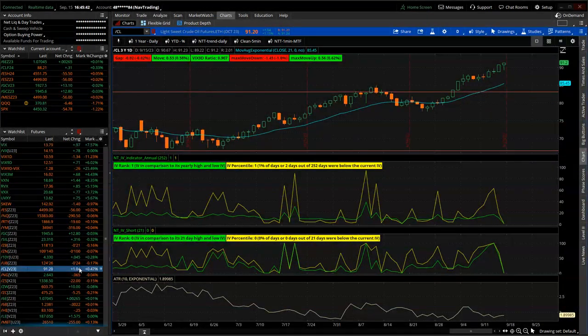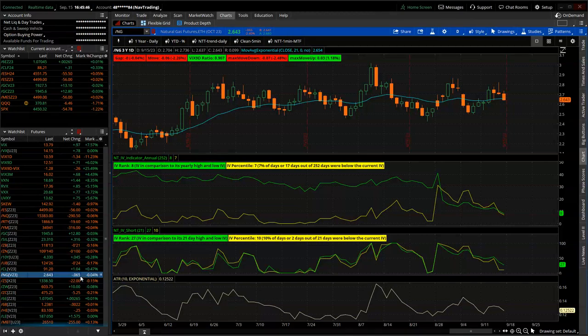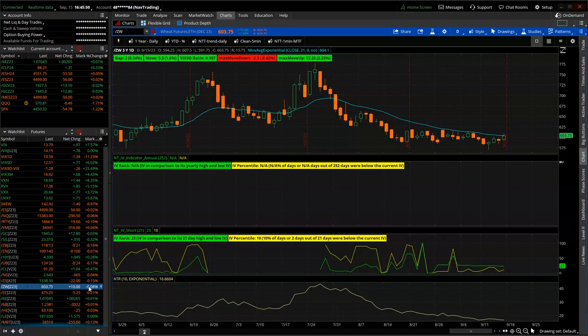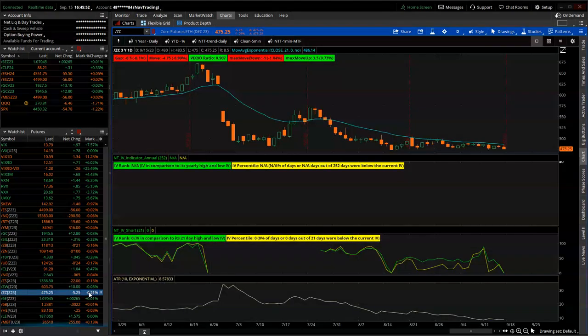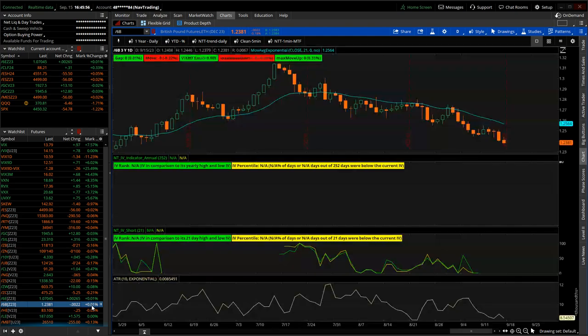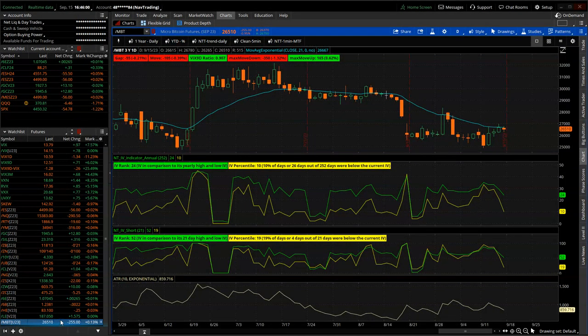Oil continues its strength, up above $91 a barrel. Natty gas kind of back and forth sideways. Soybeans sideways. Wheat sideways. Corn sideways. Euro a little bit lower, although it got a bounce today. Same with the pound, lower as well. And then Bitcoin popped its head back above the $26,000 level. All right, so there's the market.